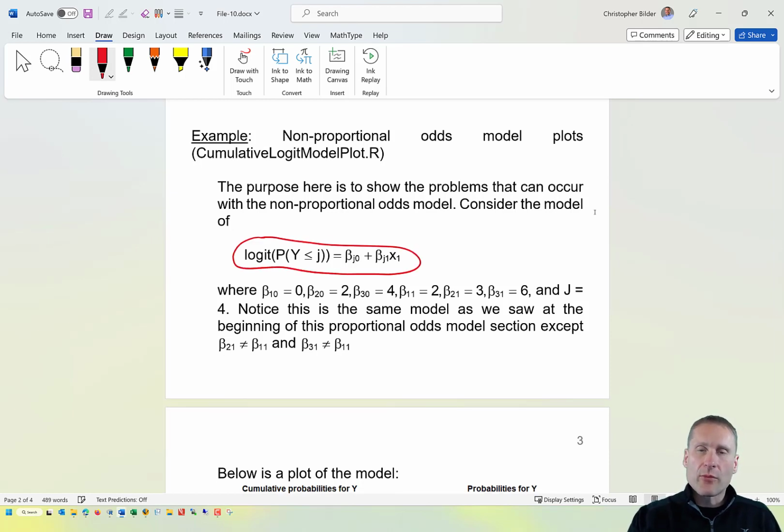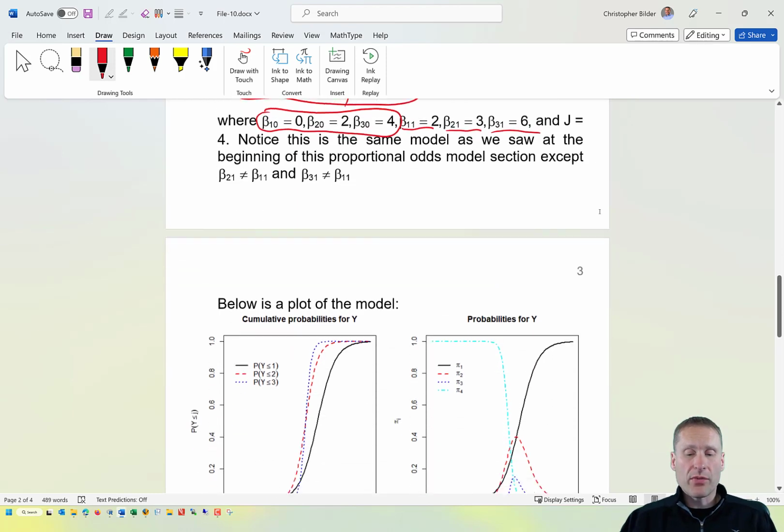Earlier, when we first looked at a proportional odds regression model, I did a plot of what that model would look like. Let's do exactly the same kind of plot now with a non-proportional odds regression model, where I'm going to use exactly the same beta 1,0, beta 2,0, beta 3,0 that we've seen before, so the intercept term. Previously, when we just had beta 1 only, we used beta 1 equal to 2. But now since I have the subscript J on the beta, I can have a beta 1,1 equal to 2, a beta 2,1 equal to 3, beta 3,1 equal to 6. What does this model now look like if I were to plot it?